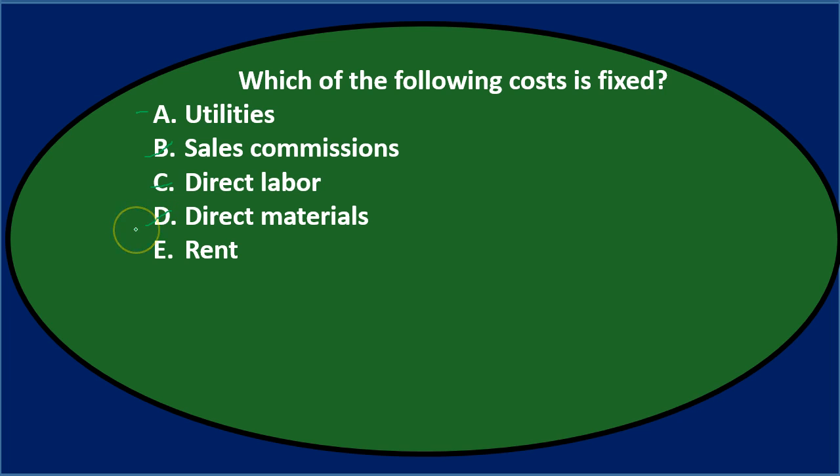And E says the rent. And that's probably one of the most fixed type things that we can think of, because the rent is usually pretty standard, pretty stable, pretty solid no matter what the production level is. So E looking pretty solid for the fixed costs. Let's go through it again.